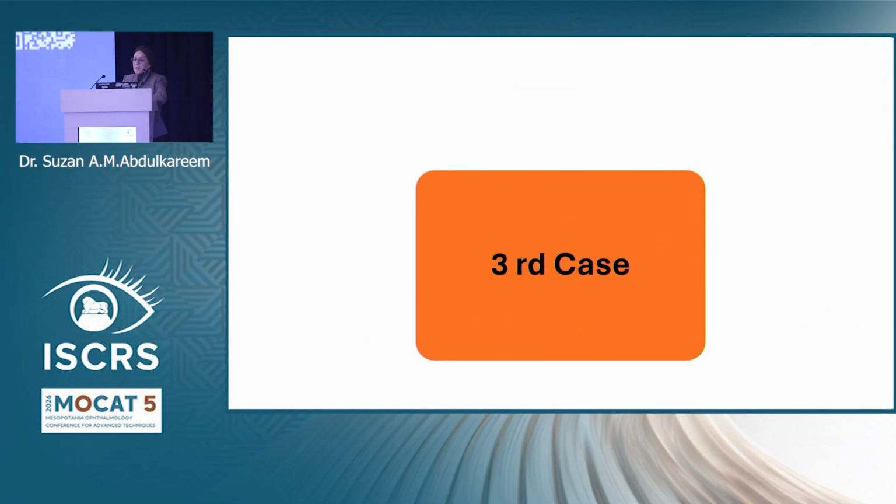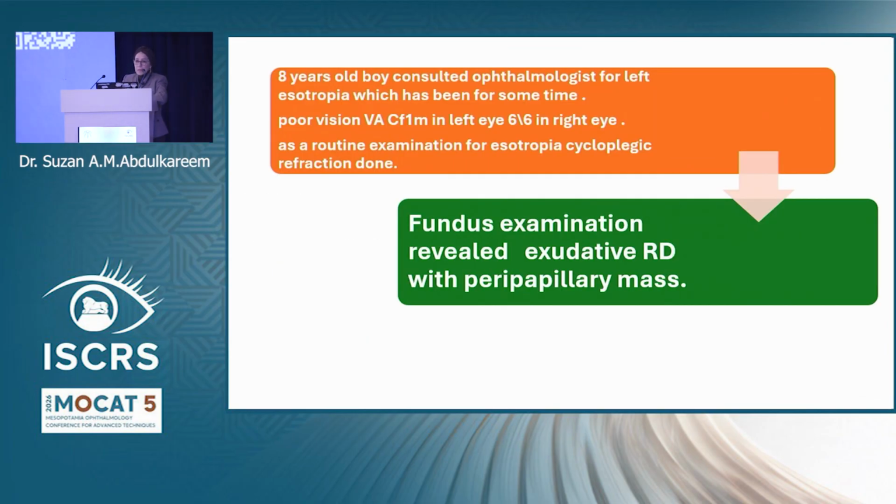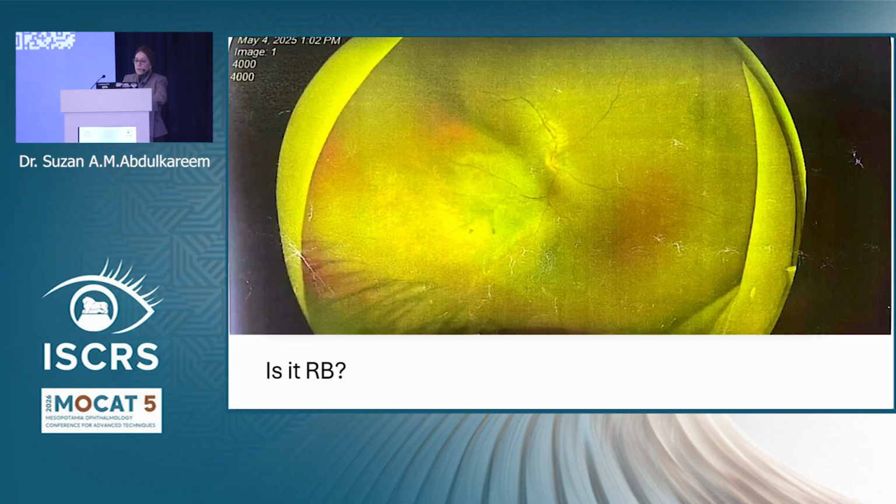The third case is older, 8 years old. He has had esotropia for some time, and the family decided that since he is 8 years old we should do a surgical correction for him. When we examined his fundus, we found a large subretinal mass, which is juxtapapillary. So what could it possibly be? Is it possibly retinoblastoma? But he's 8 years old and he has had esotropia for some time.